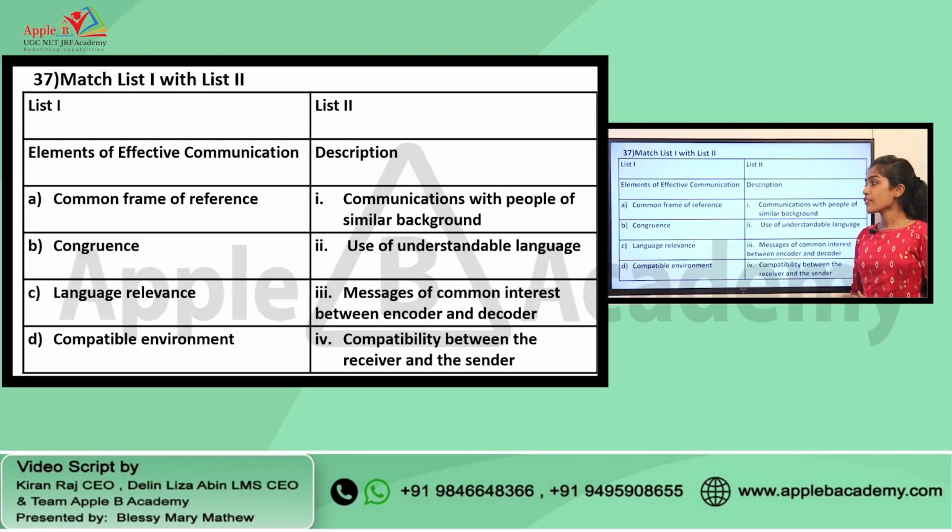Next question is a match the following question, and this particular question was asked from the module Communication. So, if you see the question that is projected here, in list 1 we have the elements of effective communication, and in list 2 we have the descriptions given as well. In the first list, elements of effective communication, we have common frame of reference, congruence, language relevance and compatible environment, and in the descriptions we have communication with people of similar background, use of understandable language, messages of common interest between encoder and decoder, compatibility between the receiver and the sender.